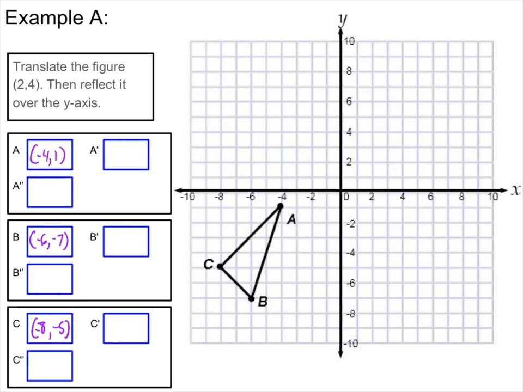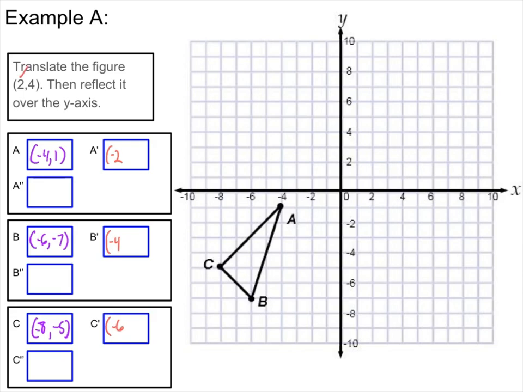So when I'm translating 2, I know that's going to be moving to the right or adding 2 to each of my points. So I'm going to be adding -4 and +2, which is going to give me -2. I'm going to do the same thing to B. So -6, I'm going to add 2, I'm going to get -4. And then -8, I'm going to add 2, and I'm going to get -6. So I've done the first part of that transformation.